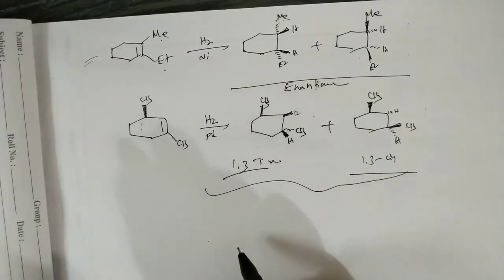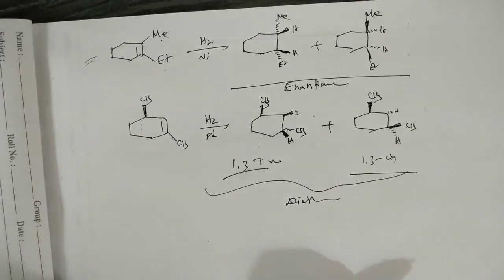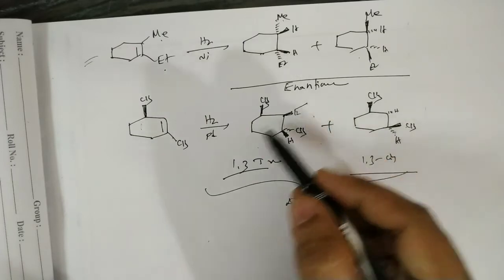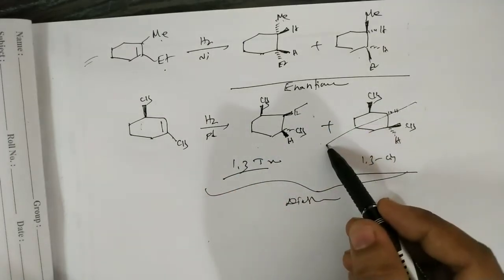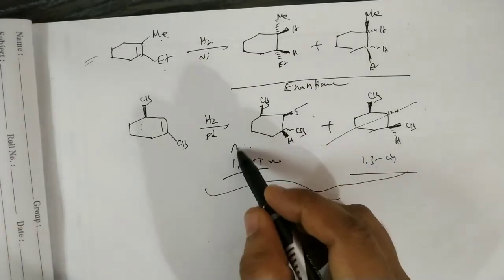So what is the relation between these two? The diastereomers. Okay, because the cis and trans are non-mirror images and diastereomers. And in this case, the cis compound is optically inactive, and this trans compound is optically active.